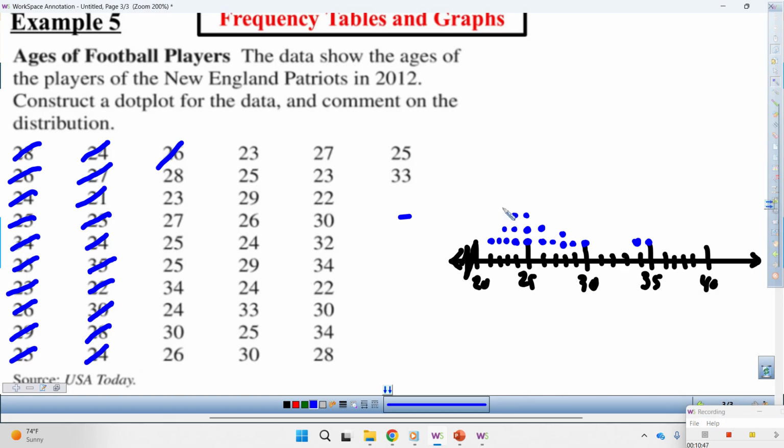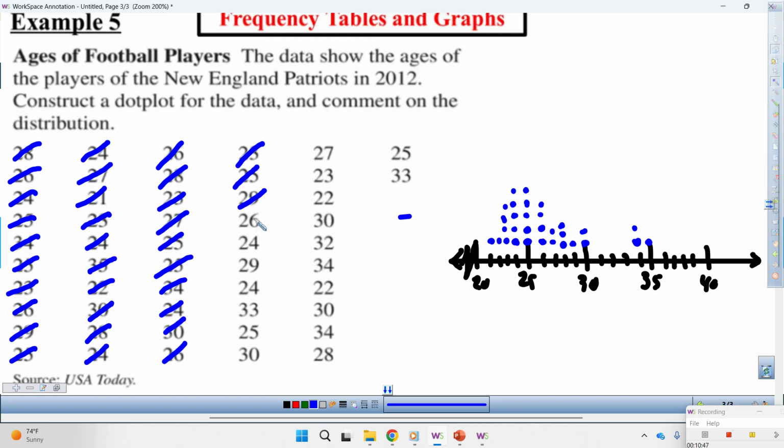24 and 26. 28, 23. Oh, 23 is right here. 27, 25. 25, 34. 24, 30. 26, 23.